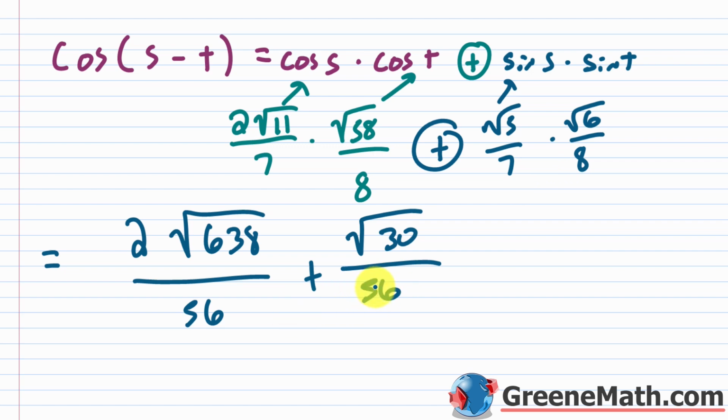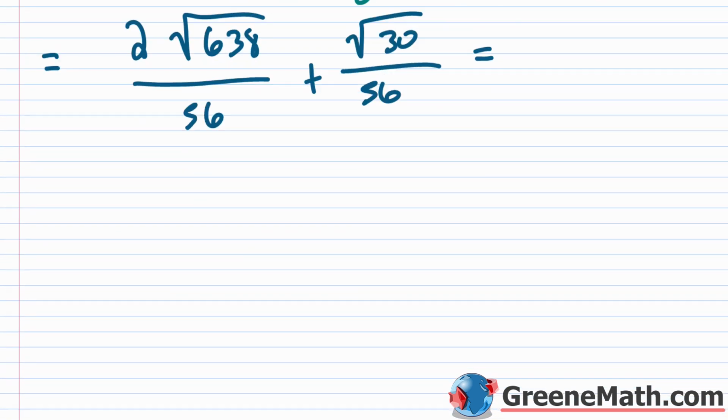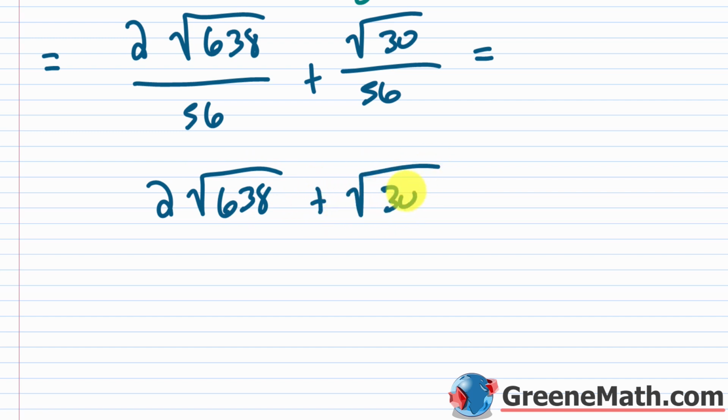Can you do anything here? No, you can't. This is going to be as simple as you can make this. You can write it with a common denominator and just say this is 2 times square root of 638 plus the square root of 30 over the common denominator of 56.